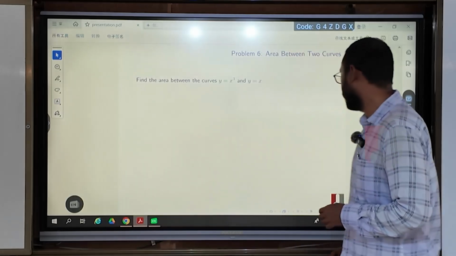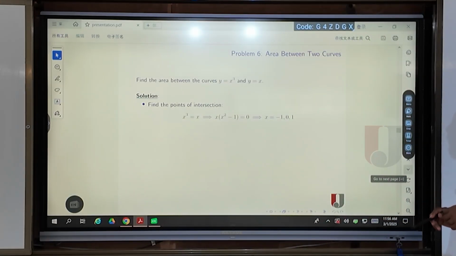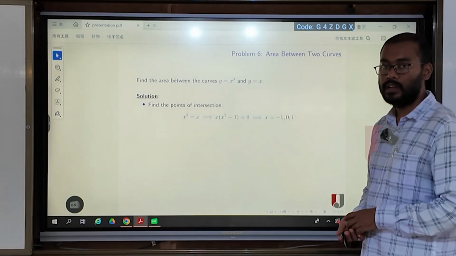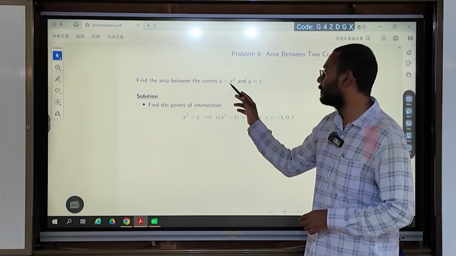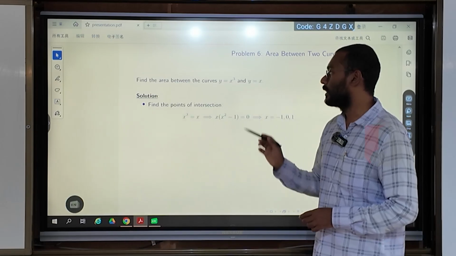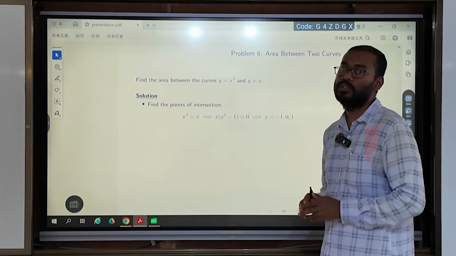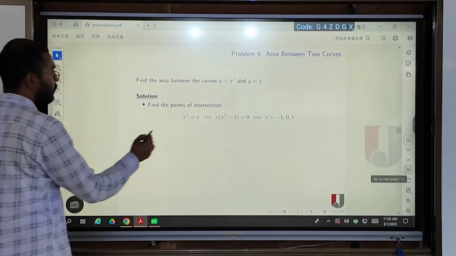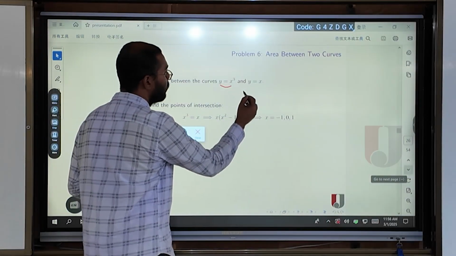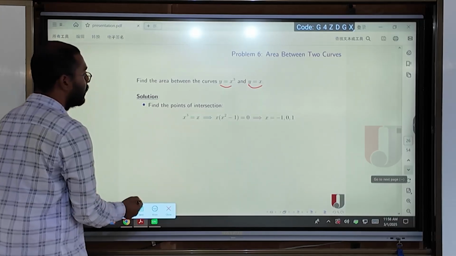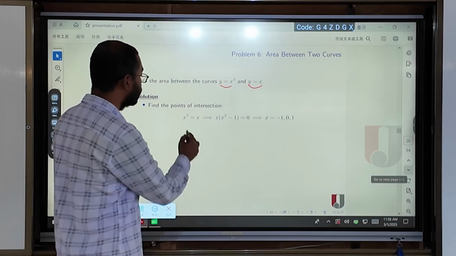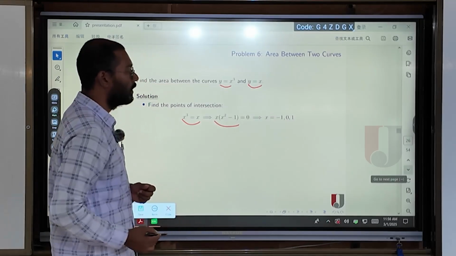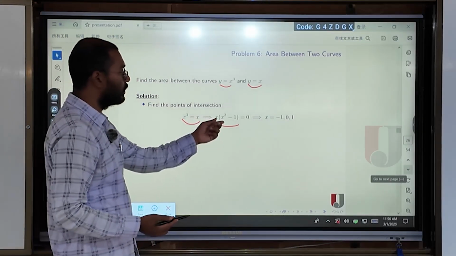So how will we approach this? First we have to find the intersection points mathematically. Just now we saw them in the graph, but how do we solve mathematically for y equal to x cube and y equal to x, where they meet? So equate these two equations. How to find the intersection points? We equate the two equations: x cube equal to x. Now if I take x common, it becomes x into x square minus 1.